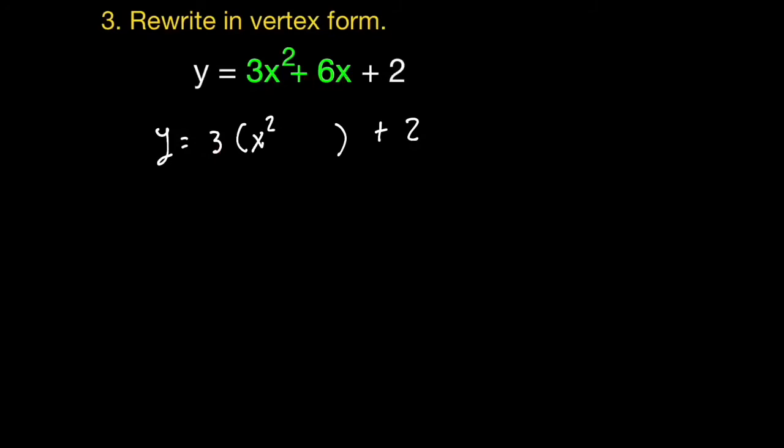And positive 6x divided by 3 is going to give us a positive 2x. Now that I've factored the coefficient of x squared, I can zoom in inside of the parentheses and begin to complete the square using these two terms.